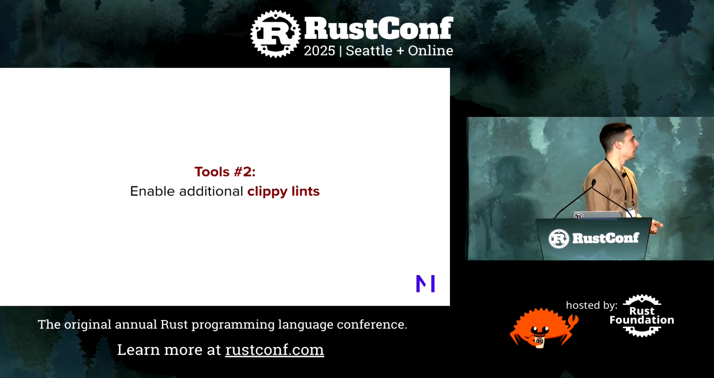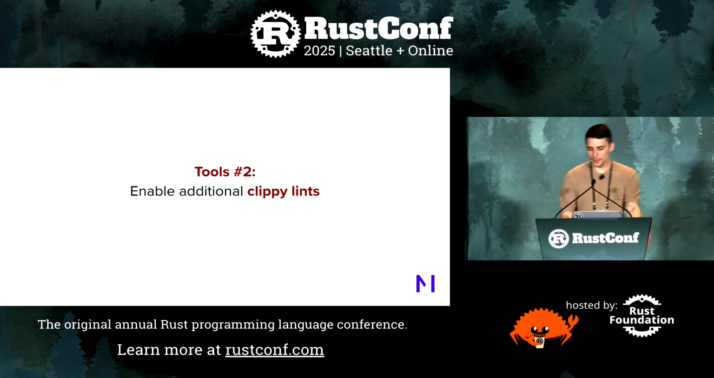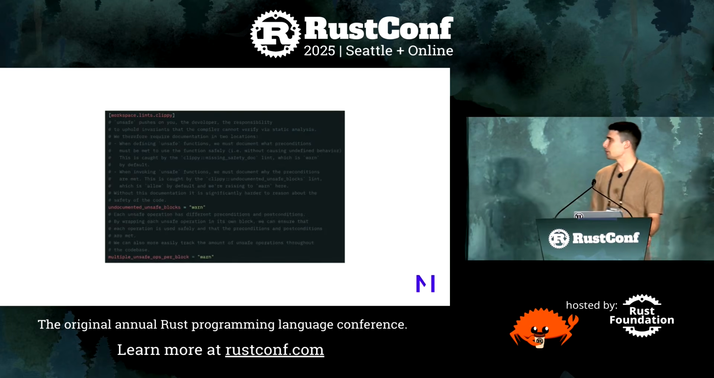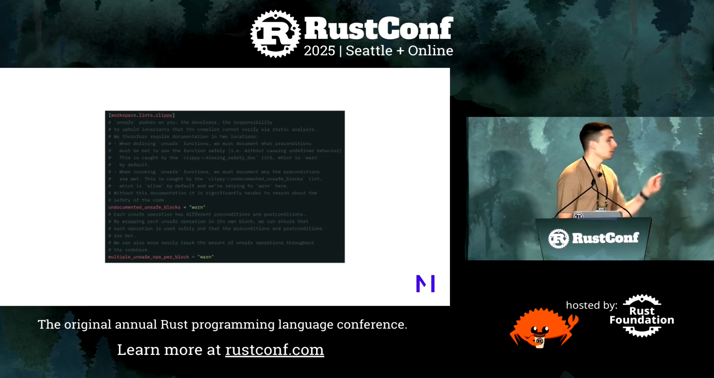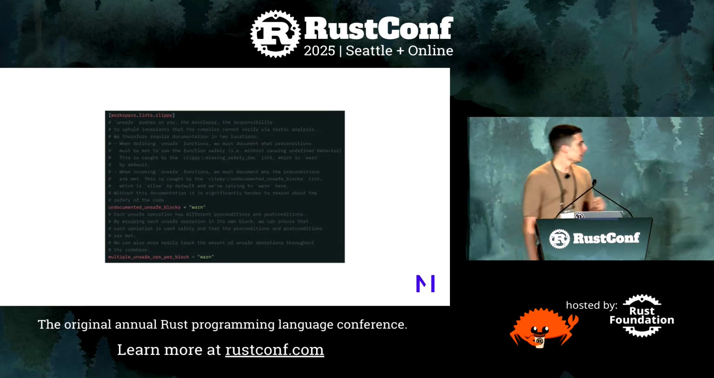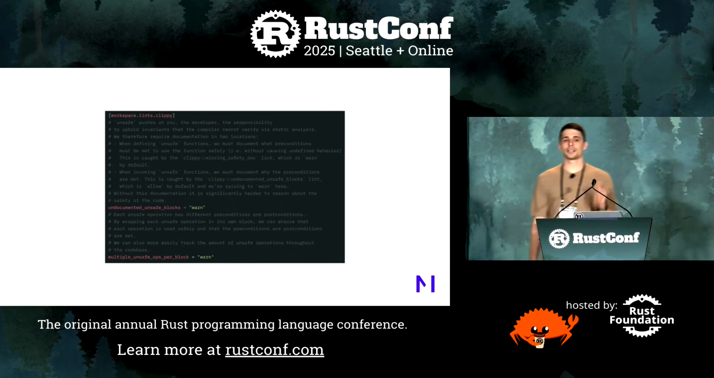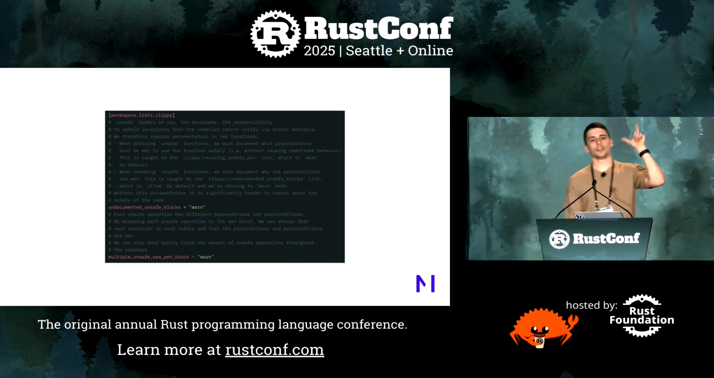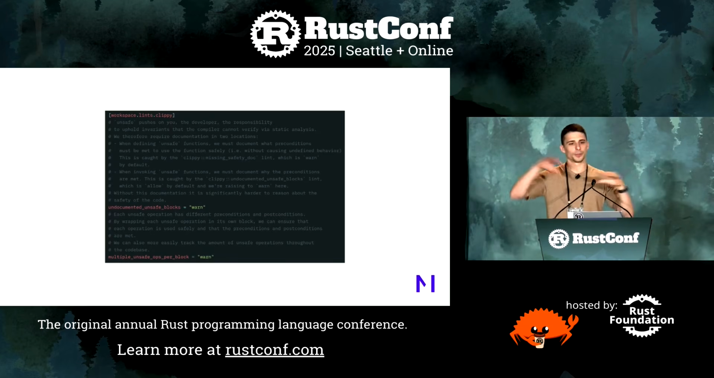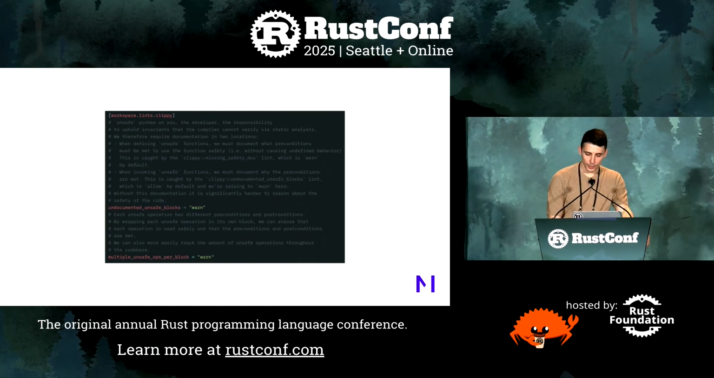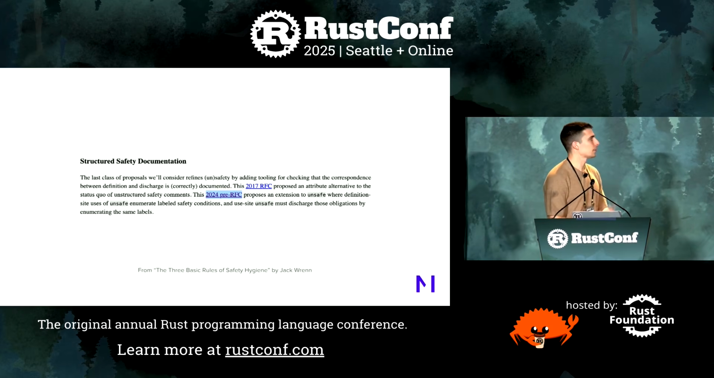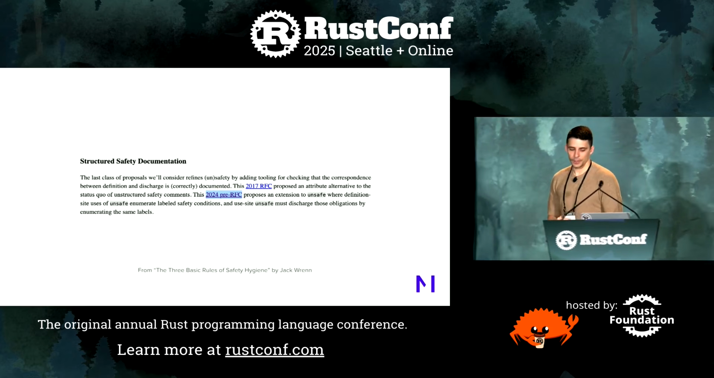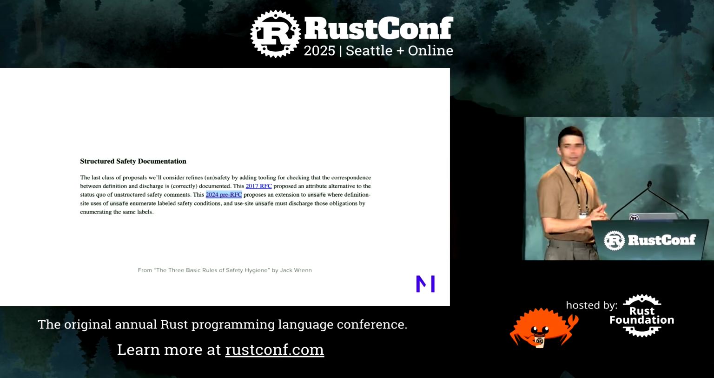Going back to tools, everyone here probably knows Clippy. Clippy has a bunch of optional lints. I do recommend enabling two of those when you're working on projects that have a lot of unsafe. Number one, you want to force one unsafe block per unsafe operation. And number two, you want to enforce that every single unsafe block is documented. This gives you safety comments for every single unsafe expression, so you can't just bundle them together under one global safety comment, which goes nicely with the fairly strict guidelines that we follow for safety documentation. This comes from an article by Jack Wrenn called The 3 Basic Rules of Safety Hygiene, which I recommend everyone go and check out.